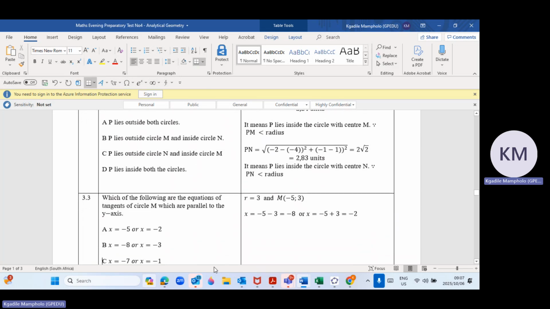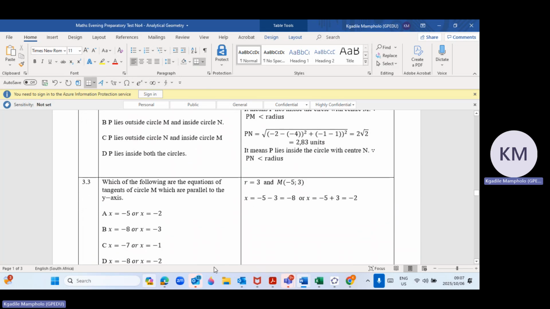3.3. Which of the following are the equations of the tangents?